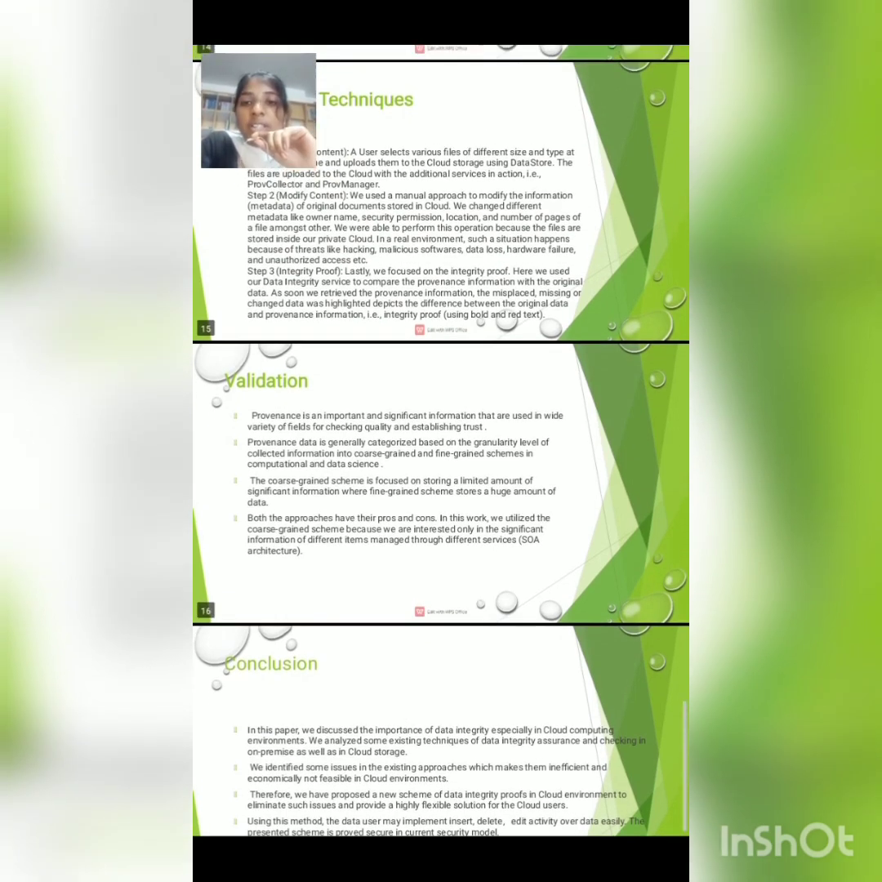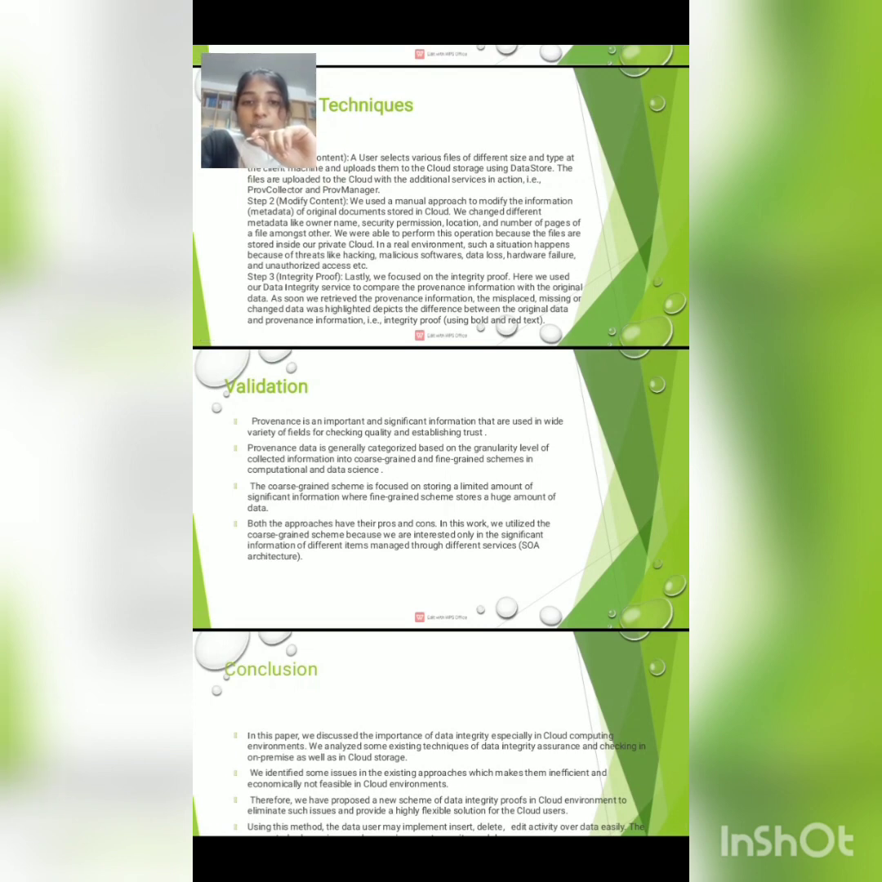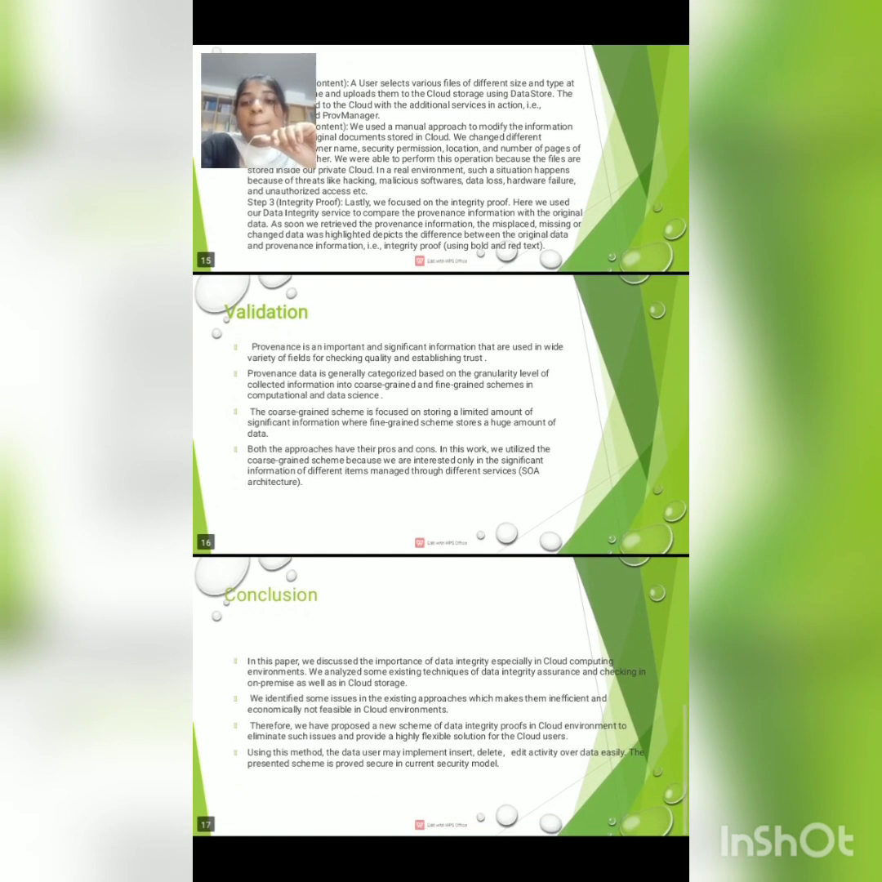Here we used our data integrity service to compare the provenance information with the original data. As soon as we retrieve the provenance information, the misplaced, missing, or changed data was highlighted and displayed. The difference between the original data and the provenance information, that is the integrity proof, is shown using bold and red text.